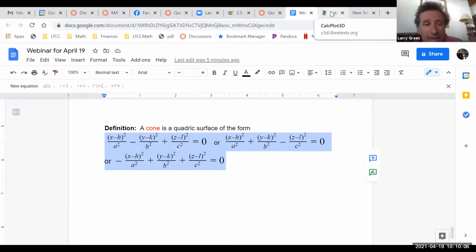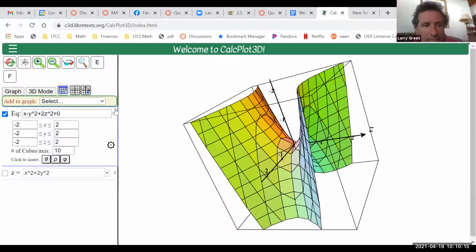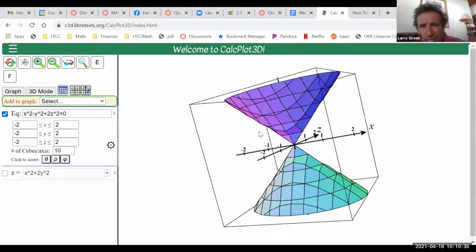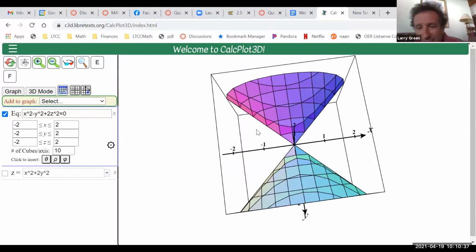And I can let the computer do a cone. I'm going to do all these centered at the origin. Hopefully you know how to complete a square if you need to. So let's do a cone. Let's suppose we have x squared minus y squared plus 2z squared equals 0. Okay, so notice you get something different. Let's play around. Do you see the cone?